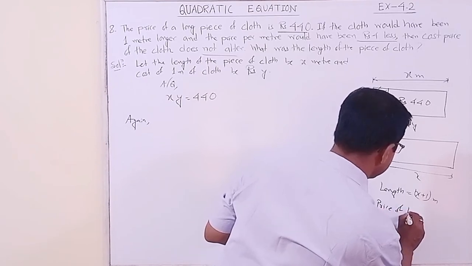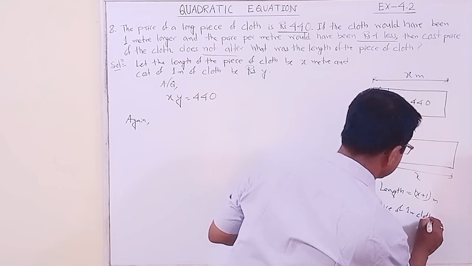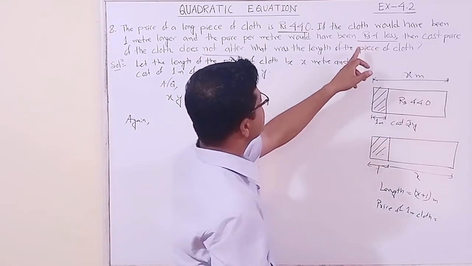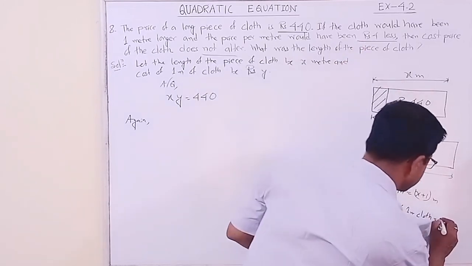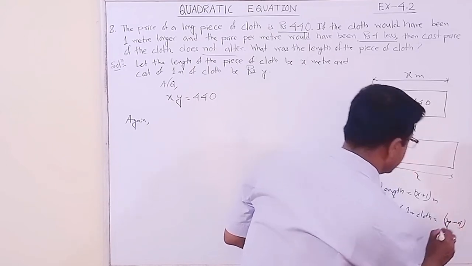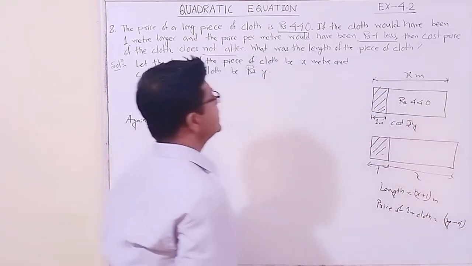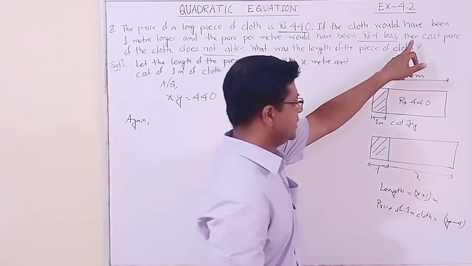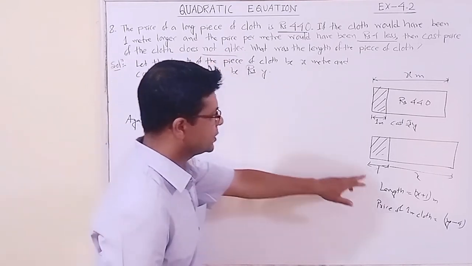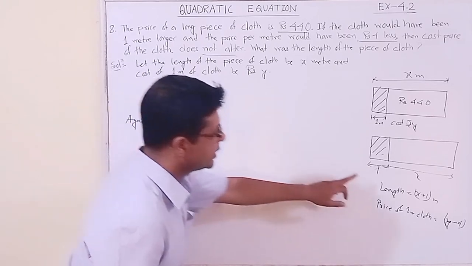What was the price of 1 meter of cloth earlier? Rupees y. Now what is the price? Rupees 4 less. So it was y, then minus 4. So from here we have to subtract this. Now what is said? In that case, the cost price of the cloth does not alter. Earlier the cost price was xy. Now what is the cost price?